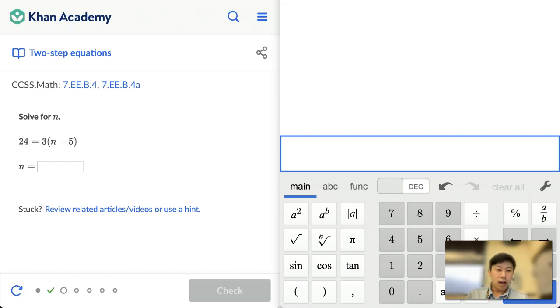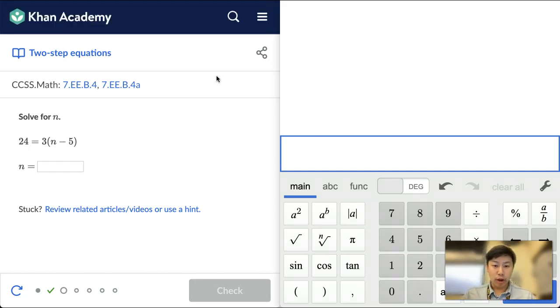Mr. Lee here. All right, there's going to be two-step equations now. So that means we're going to solve an equation. It should only take 2 steps to get to our answer. All right, so here's what we have. Solve for n. Let me rewrite it here. 24 equals 3 times n minus 5.